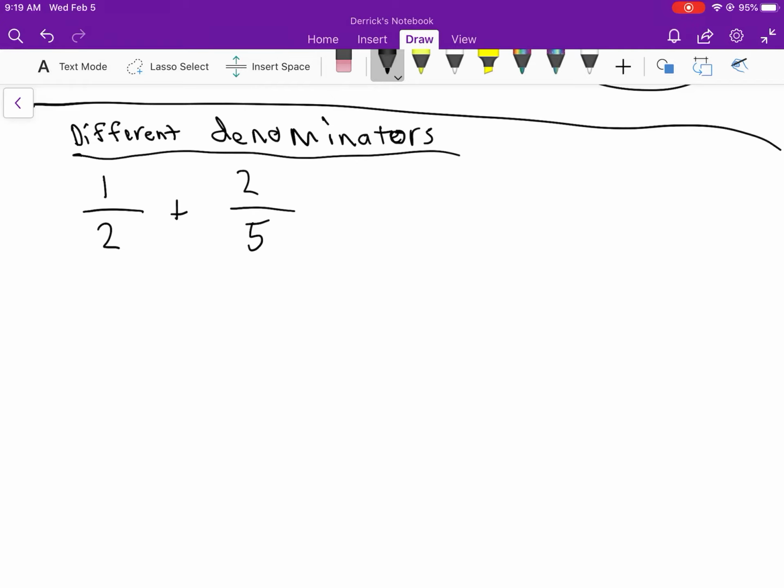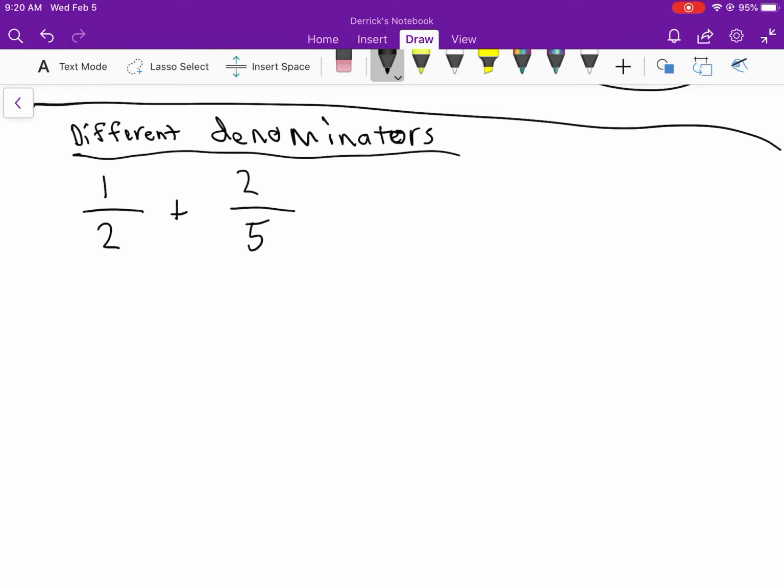If we have, say, 1/2 plus 2/5, obviously one of those fractions has a denominator of 2, and one of them has a denominator of 5, so those are not common denominators. We can't add or subtract fractions unless we have common denominators. So the first thing we have to do is figure out how to get those two fractions to have the same denominator.